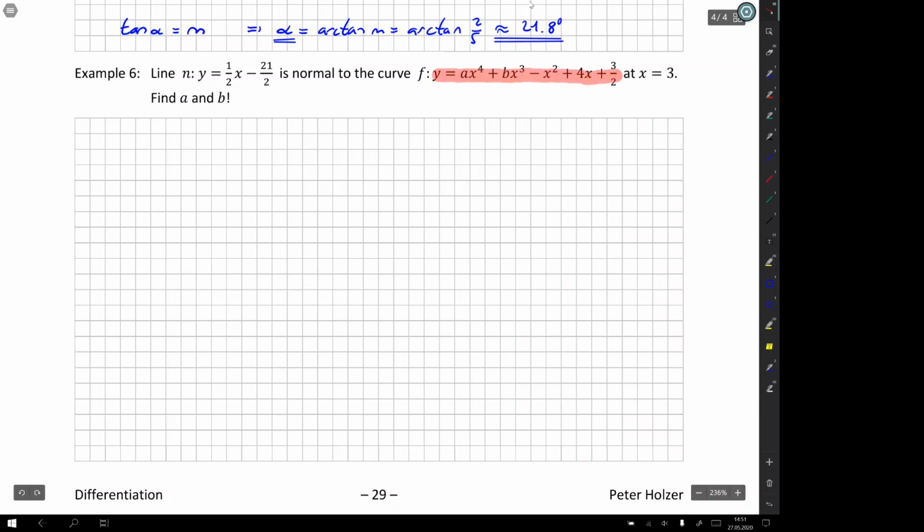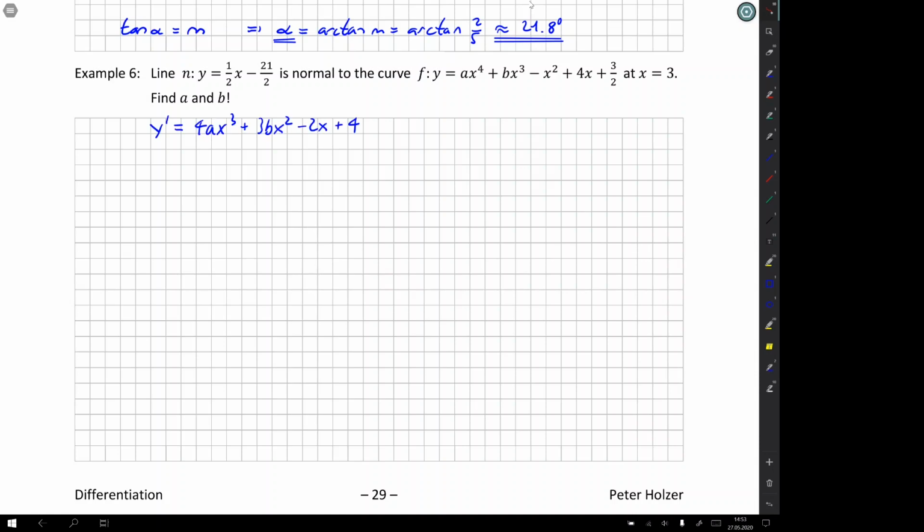At last now, example 6, we're given a curve f, y equals ax to the power 4 plus bx to the power 3, and so on. So we have two unknown coefficients or parameters of this curve f, and what we know is we're given the normal to the curve at x equals 3, namely it has this equation. The task is we want to find a and b. Think about it for a moment, try it on your own, stop the film, and here comes the solution.